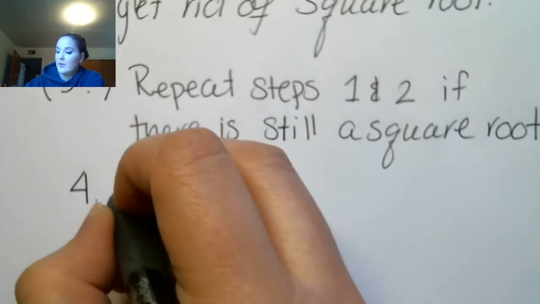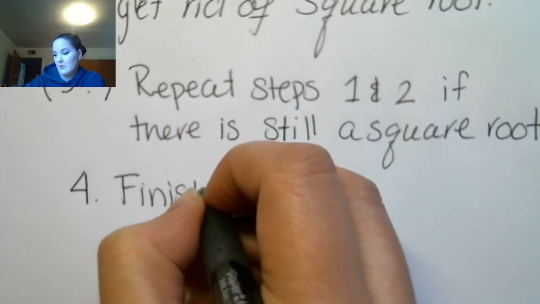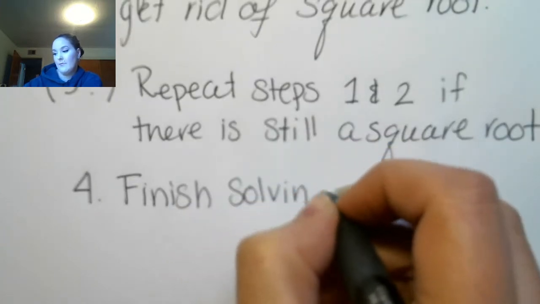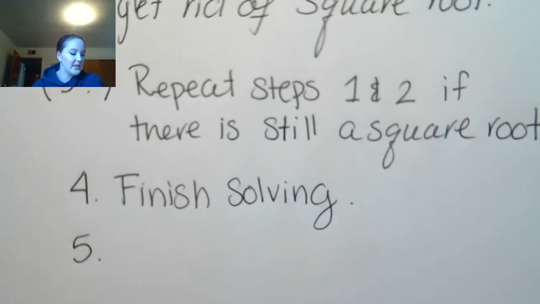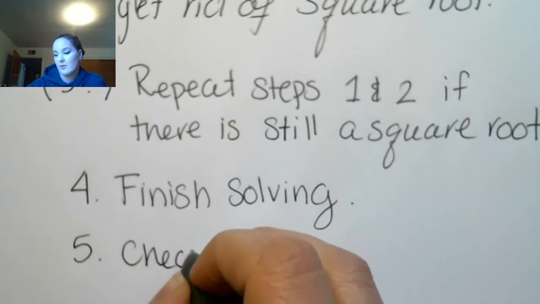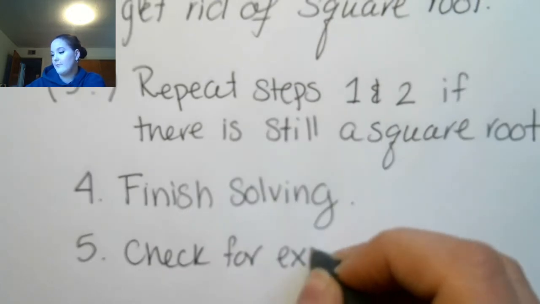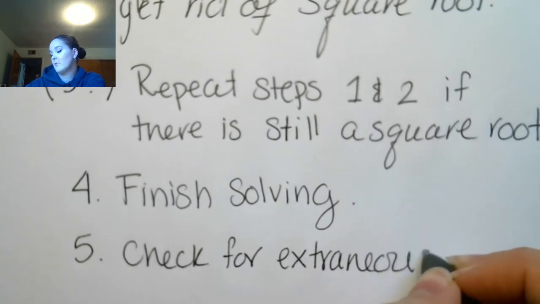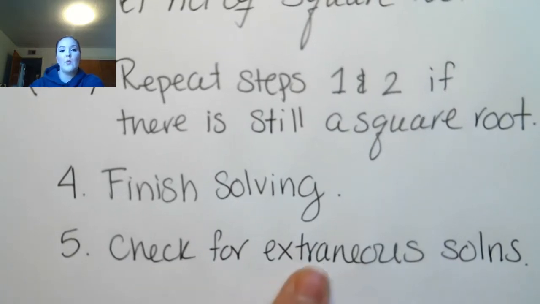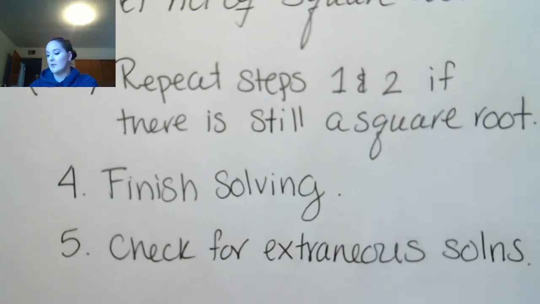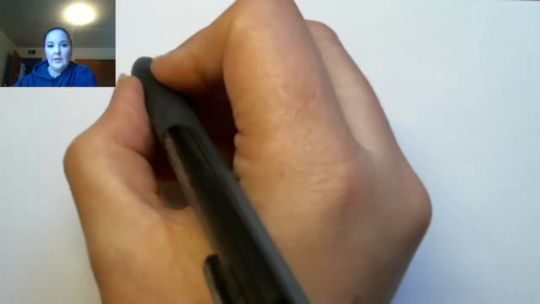Then the fourth thing we're going to do is finish solving. And the last thing we're going to do, and this is not an optional step, this is a necessary step, is check for extraneous solutions. We'll talk about what extraneous solutions are in a second. So that's our process for solving. Before we even do an example, let's talk about what extraneous solutions are and how we check for them.